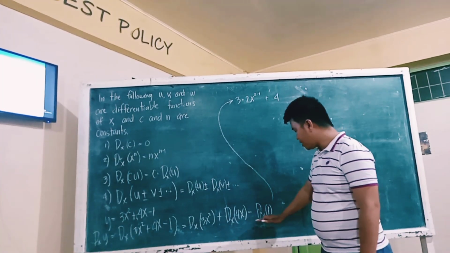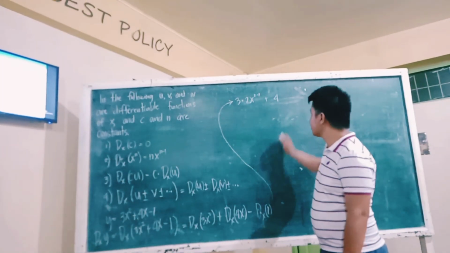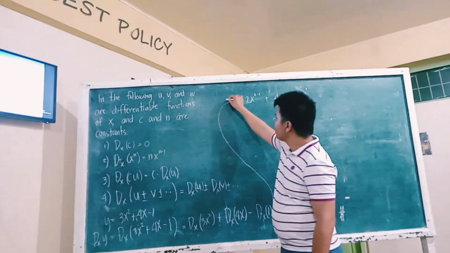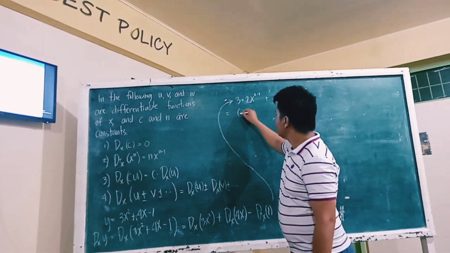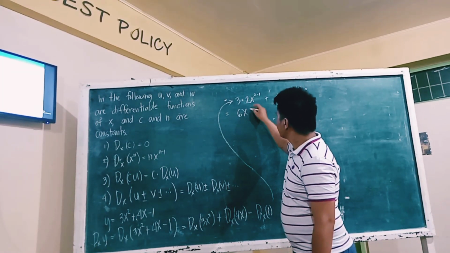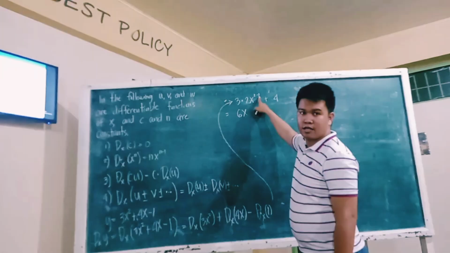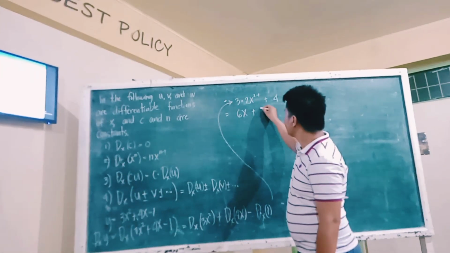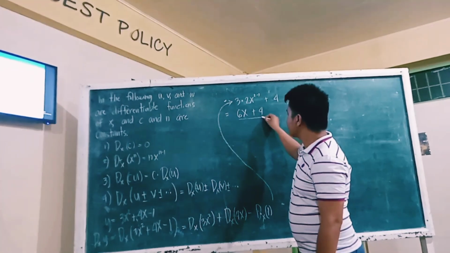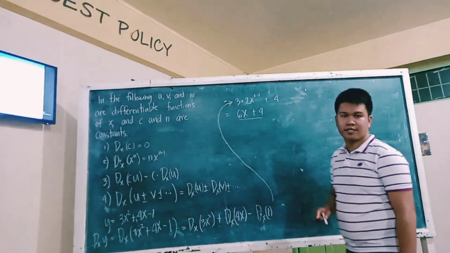And then the derivative of the constant is always equal to 0. So, we have now 6x, which is 2 minus 1 is 1, plus 4. So the final answer is 6x plus 4.